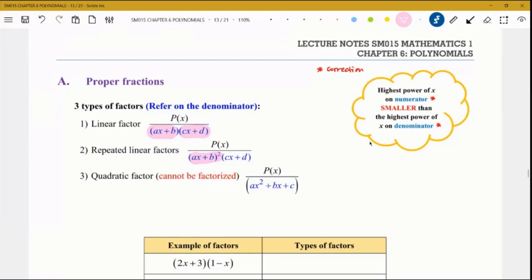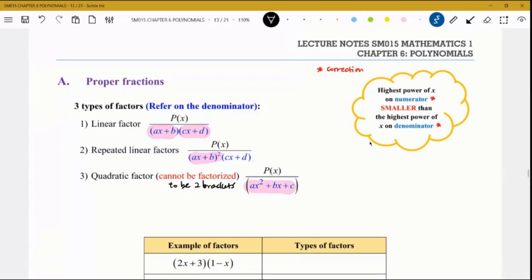Okay, and then quadratic factors di mana bahagian bawah quadratic factor tu tak boleh difactorize. Cannot be factorized to be 2 bracket. Okay, jadi macam ni. Dia tak boleh factorize jadi 2 linears. So kalau tak boleh factorize, dia akan jatuh kepada quadratic factors.